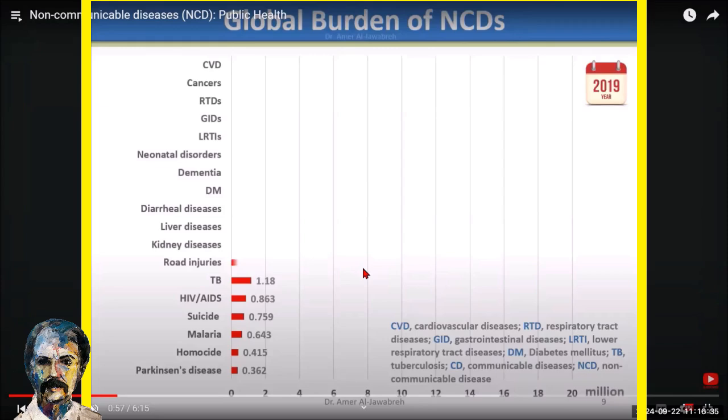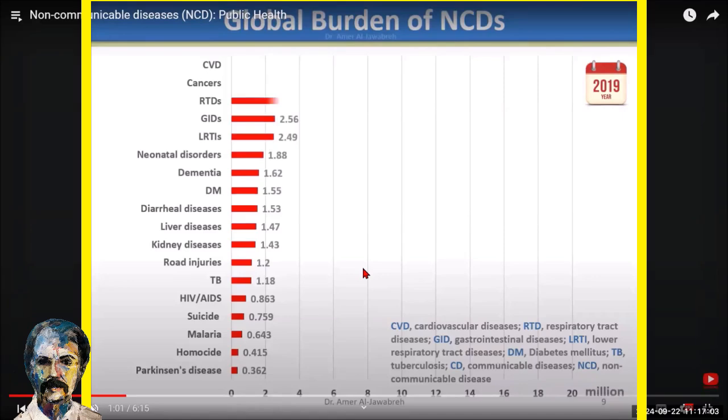You can have the disease for 20 years. But usually because it's a viral disease, they say it's a CD, and it can be transmitted from one person to another by blood transfusion or STD. Road injuries, kidney diseases can be both, liver diseases, diarrheal disease, DM, diabetes mellitus, dementia, neonatal disorders, LRTIs can be CDs and NCDs, okay?